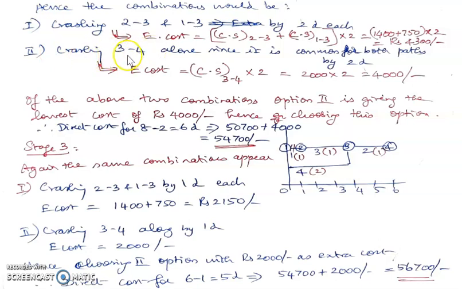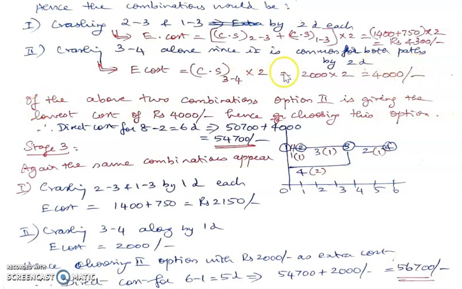Second option is crashing 3, 4 alone, because 3, 4 is a common activity for both the paths. So if I crash 3, 4, it means it is crashing for both the paths, since it is common for both the paths, by 2 days. So cost slope of 3, 4 multiplied by 2 days gives an extra cost of 4000 rupees.